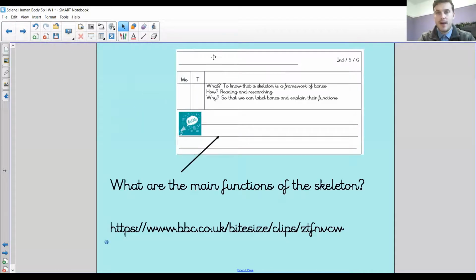There are 2 main functions of the human skeleton. Number 1, to support us. So we hold ourselves upright so we're not a pile of messy muscles and organs on the floor. Number 2, protect. We're just going to watch this little video here.